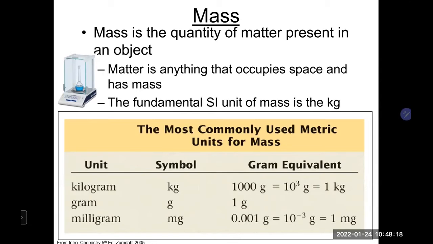We measure mass on the equipment here, like we will do in lab today. This is what is referred to as a balance. It's sometimes referred to as an analytical balance, that particular one, which is a digital scale, basically. So this is a balance.